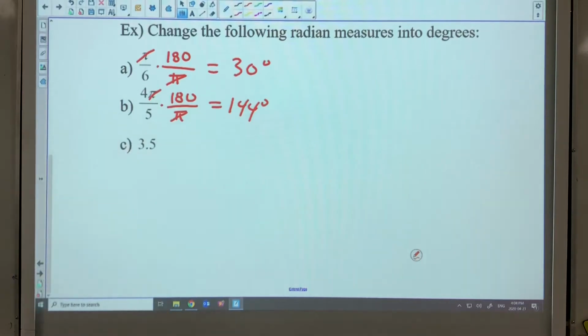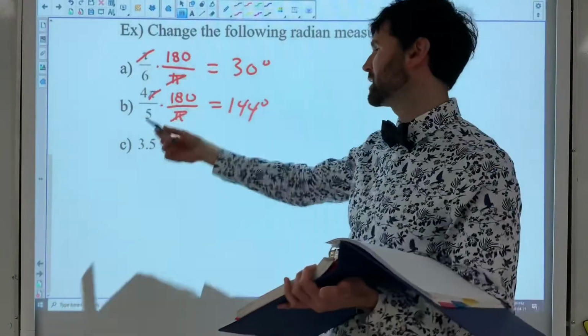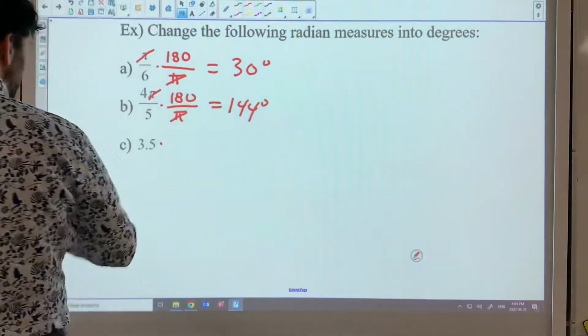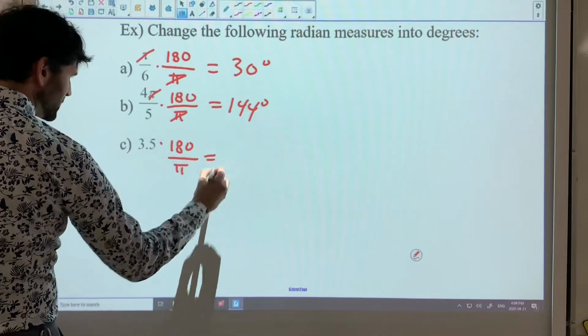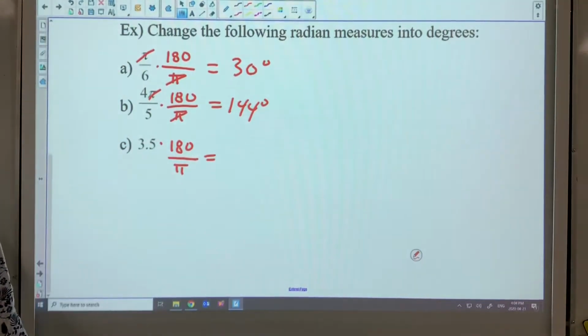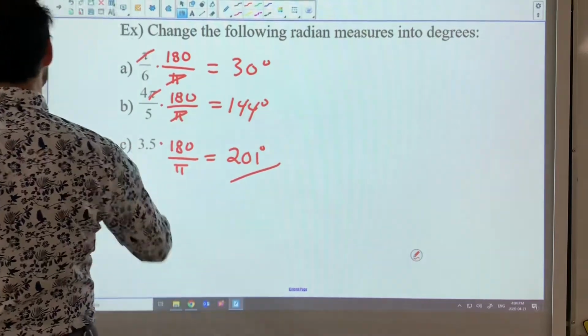Now here, remember, radians can just be a number like this, so there doesn't have to be a pi in it. For 3.5 radians, what we have to do is multiply by 180 over pi. Actually, no, the answer I gave, I just typed it in on my calculator, and I got 201 degrees. So there you have it.